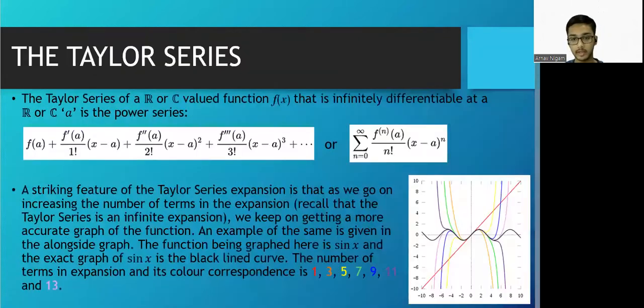in the 18th century. This is a definition of a Taylor series, which is a real or complex valued function that is infinitely differentiable at a real or complex number a, which is the power series mentioned. A striking feature of the series is that as we go on increasing the number of terms in the expansion, we keep on getting a more accurate graph of the function.